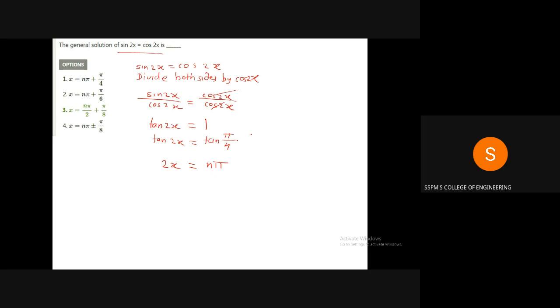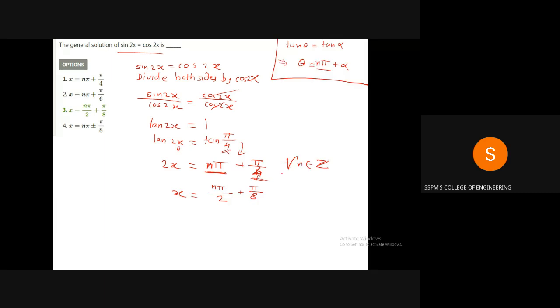Tan, this was our theta. This was suppose alpha. Then tan theta is equal to tan alpha. It means theta is equal to n pi plus alpha. That is 2x is equal to n pi plus alpha. Alpha means here it was pi by 4. Okay, that's how you find the general solution. You cannot just cancel this tan and directly write 2x is equal to pi by 4. This is wrong.